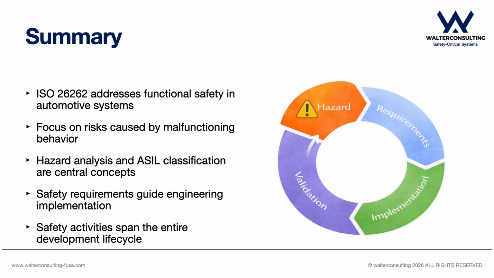Let's summarize the key ideas from this overview. ISO 26262 is the international standard for functional safety in automotive systems. It focuses on risks caused by malfunctioning behavior. Hazard analysis and ASIL classification are central concepts of the standard. Safety goals and safety requirements guide the engineering implementation. And most importantly, safety activities span the entire development lifecycle. Understanding these fundamentals is the first step toward working effectively with functional safety.